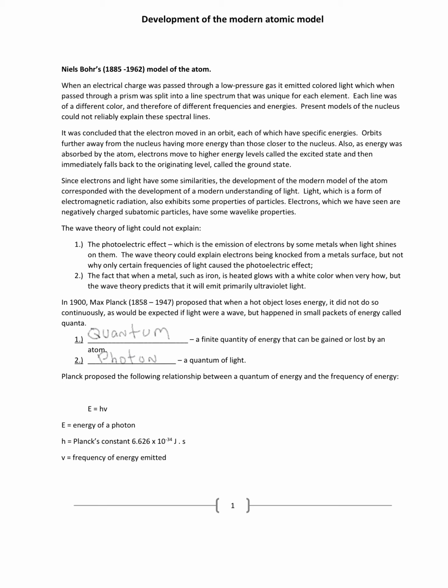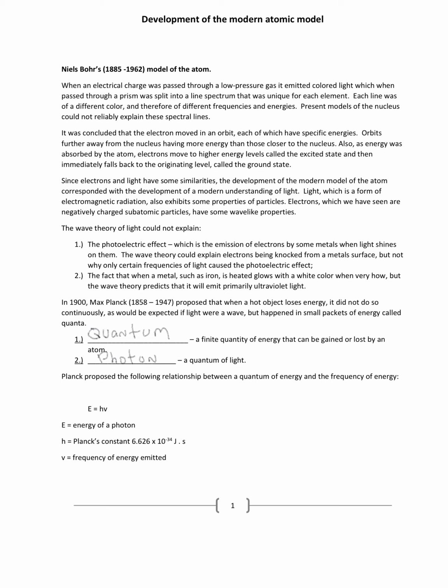Also, when a metal, such as iron, is heated, it glows with a white color when very hot, but the wave theory predicts that it will emit primarily ultraviolet light. So both the development of our understanding of the electron as well as our understanding of the properties of light were related and were developed at the same time.